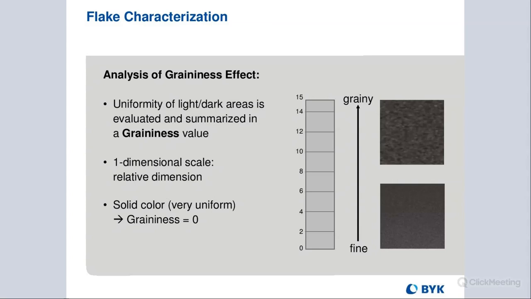Graininess, again, this is one-dimensional from 0 to 15. For solid colors, you should have a graininess of 0. But with the introduction of some new pigments, we are seeing that even solid colors sometimes can agglomerate, and you can actually get a graininess with solid pigments, which is obviously not acceptable. We don't want to have this appearance on a solid color. We want it to look very uniform. So this is also important for solid colors now. And from 0, which would be fine, up to 15, which is very grainy, and you can see it in the pictures on the screen.